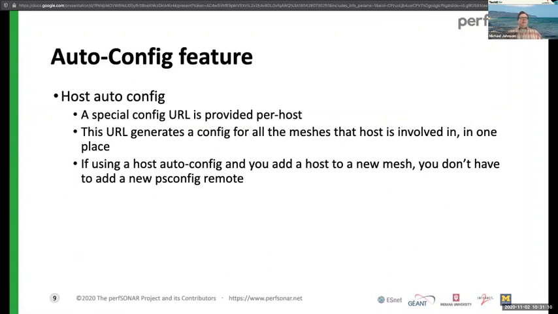There's also an auto config feature. This isn't new in this release, but it's a lesser known feature, I think, so it's worth highlighting. There's a special config URL available per host, and the idea is that you can point each host at its URL, and PWA gives it a list of all the tests and all the host groups and all the archives and everything that it needs to participate in, and doesn't include all the information about the other hosts that's unnecessary.